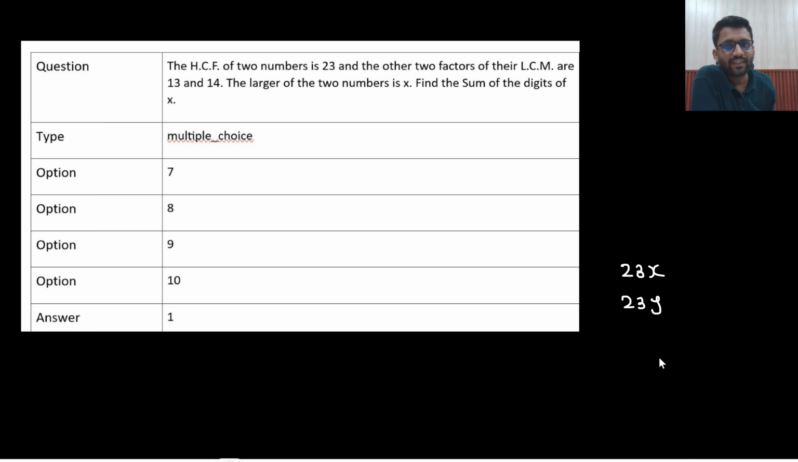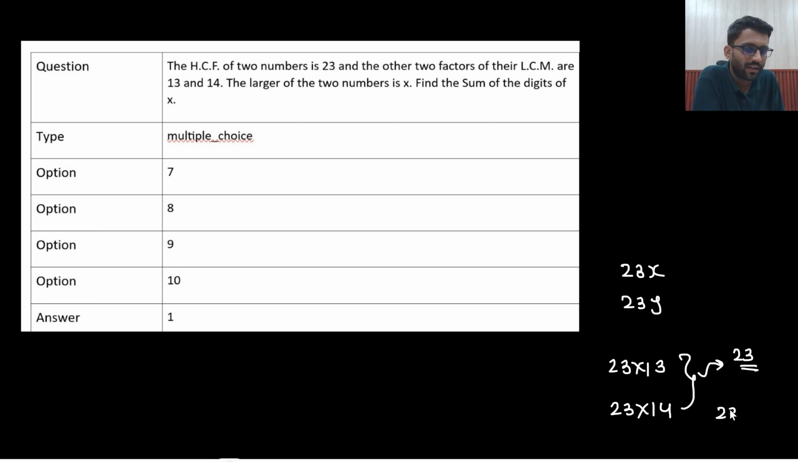And the two factors of LCM are 13 and 14. Then what would be the numbers? What do you think? 23 into 13 and 23 into 14. Why is that so? What will be the HCF of this? The largest number which will divide both of them, 23. What would be the LCM? LCM will be 23 into 13 into 14. So the other two factors are 13 and 14 only. So these are the numbers.